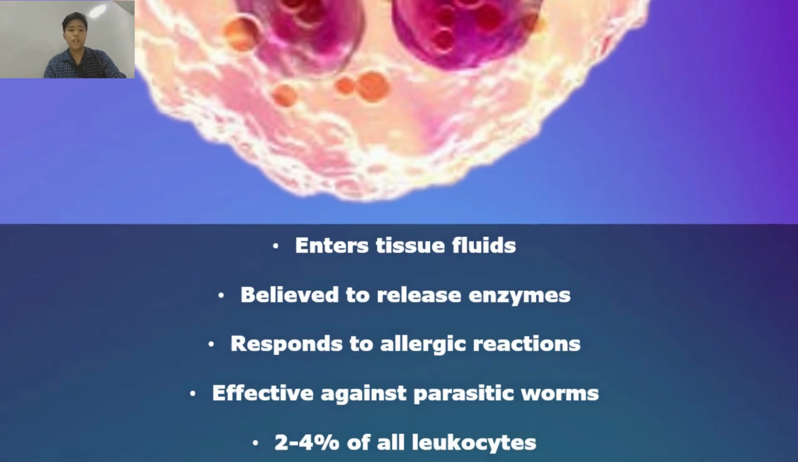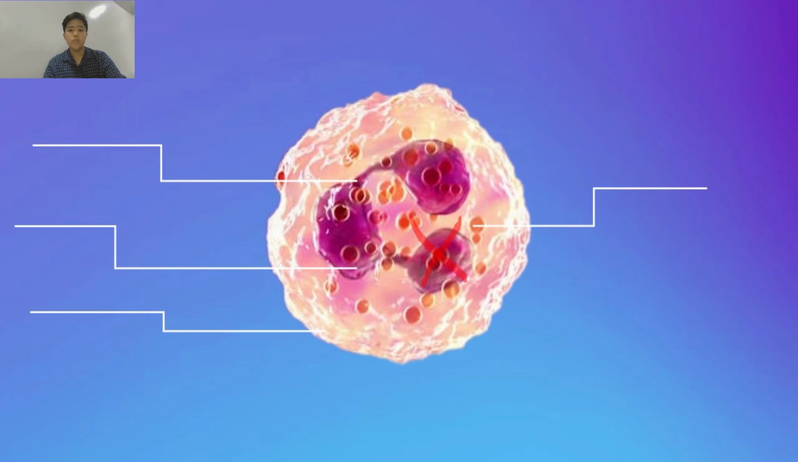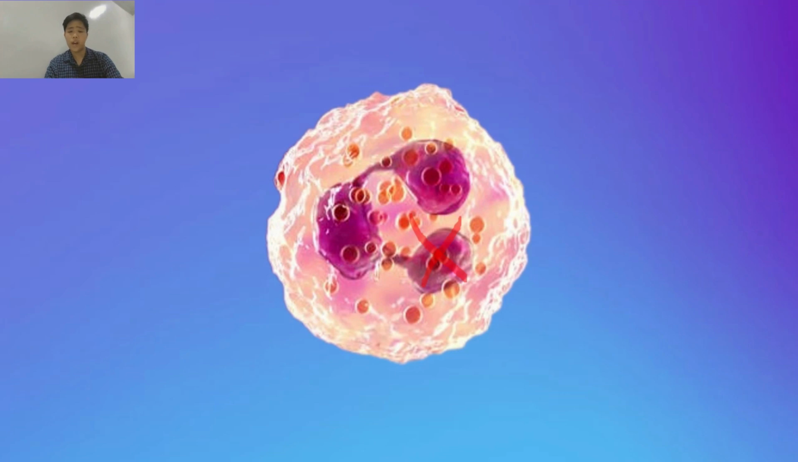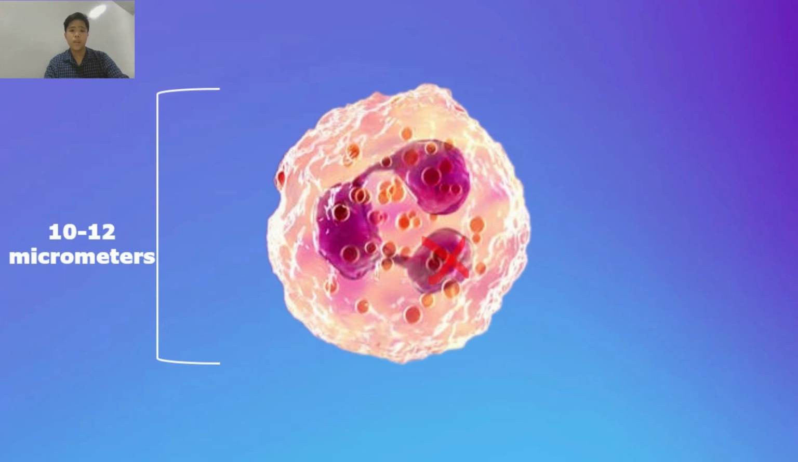So for the parts of the eosinophils, they are mostly similar to neutrophils. The only difference is that their nucleus is bilobed, which only means that there are only two lobes connected by a chromatin. Unlike the neutrophil, which has many lobes, 2 to 5. And their color is more orange rather than purplish. Their size is also the same as the neutrophils, which is 10 to 12 micrometers in diameter.